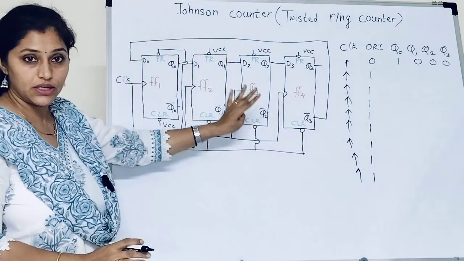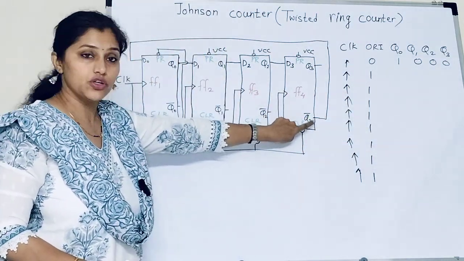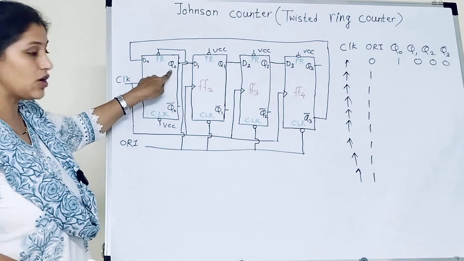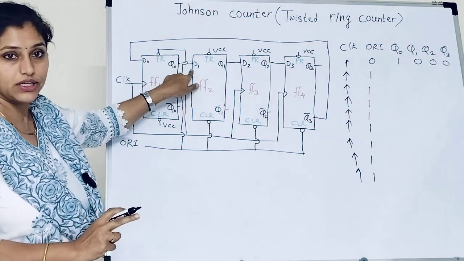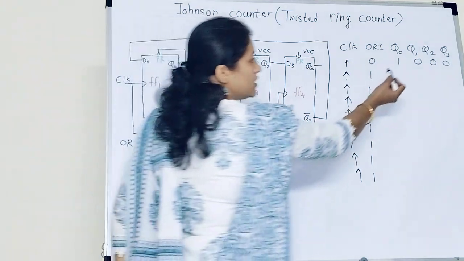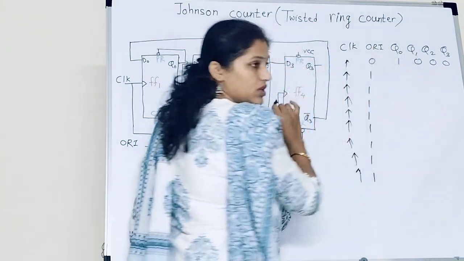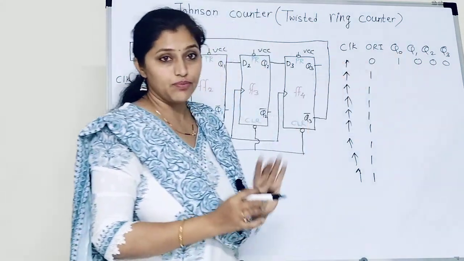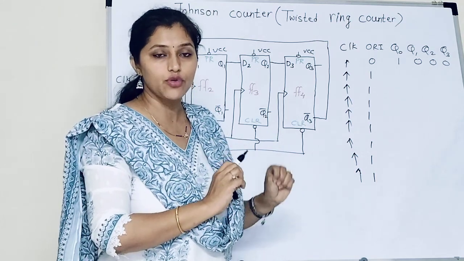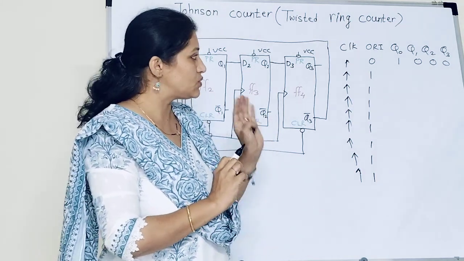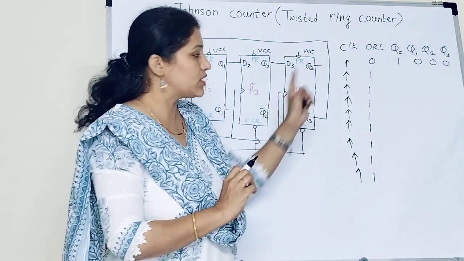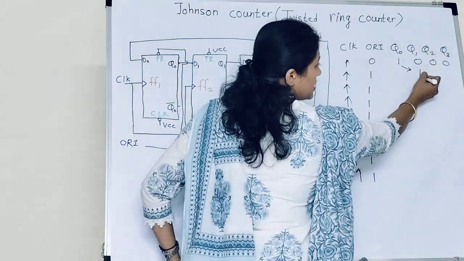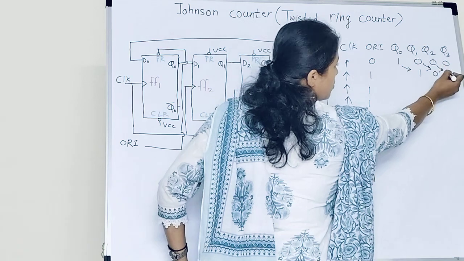Now let's see, in a twisted ring counter only the inverted output of the last flip-flop is connected to the data input of the first. For the remaining flip-flops, the main, non-inverted output is connected to the data input of the next. So this 1 will shift to Q1. This Q0 acts as data input to the second flip-flop, and a D flip-flop means delay flip-flop or data flip-flop. It works as whatever data is present at D will come to Q. So this 1 will come here after one clock pulse. This 0 will come here. This 0 will come here.